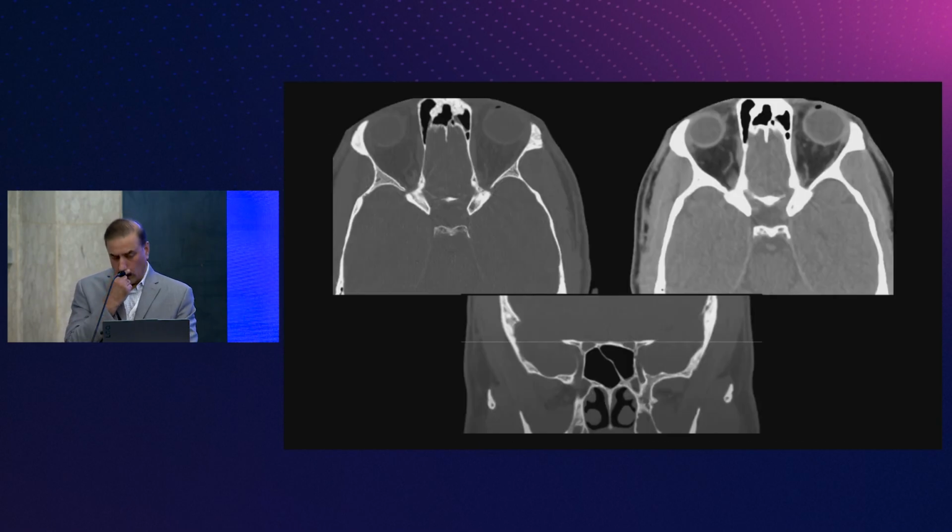So let's go over the axial and coronal anatomy. So here we have the clinoid processes, and as we are coming down, this is the optic strut. So this would be your optic canal.